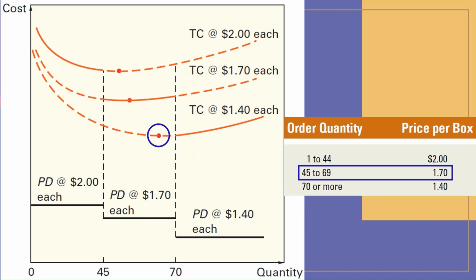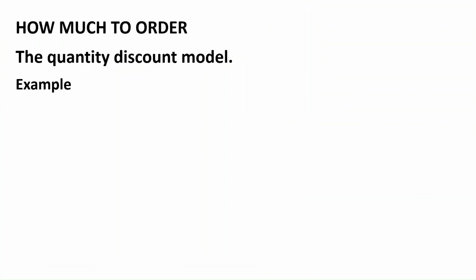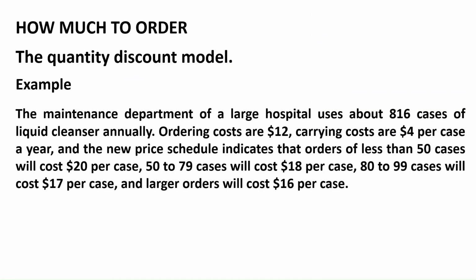The objective of the quantity discount model is to identify the order quantity that will represent the lowest total cost for the entire set of curves. Let us now solve an example.